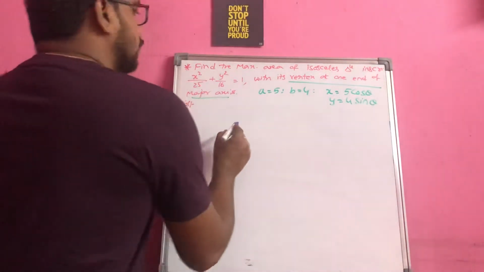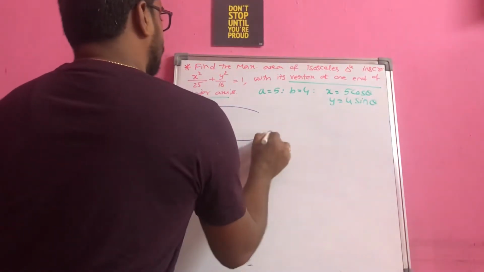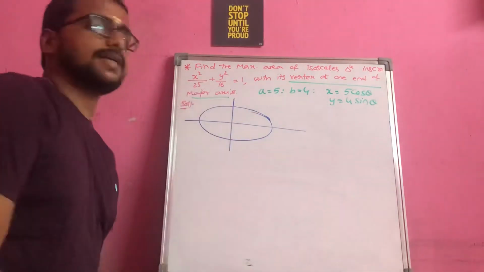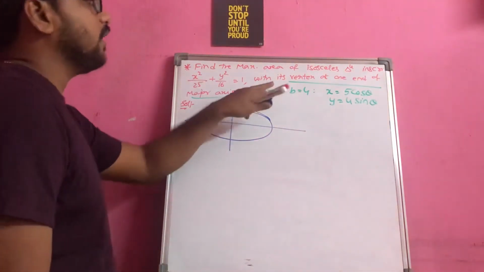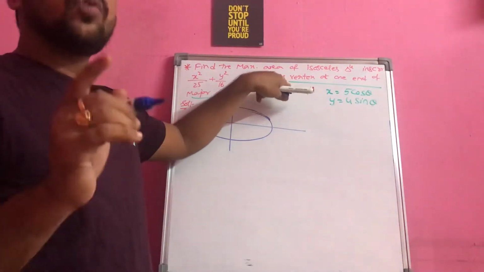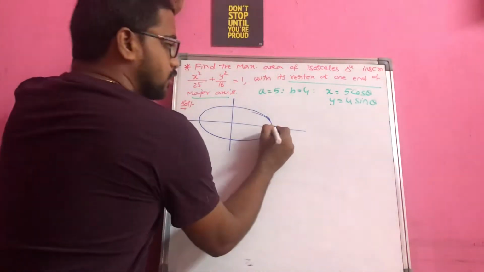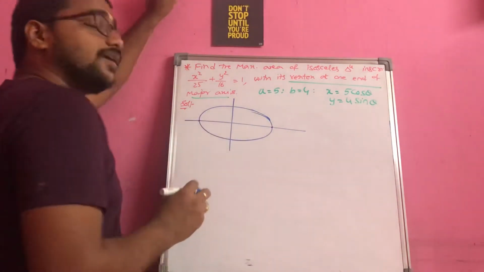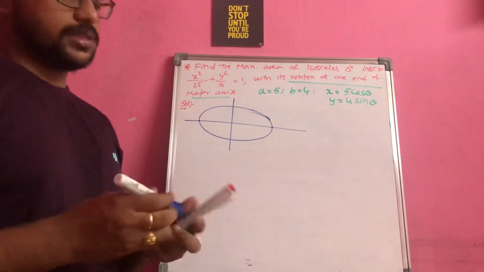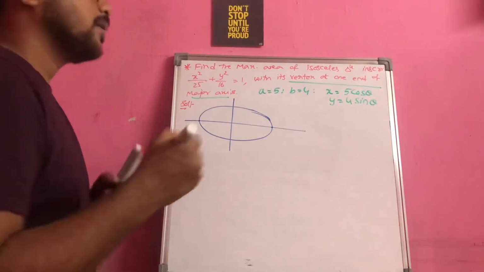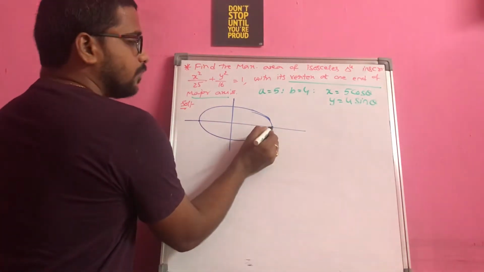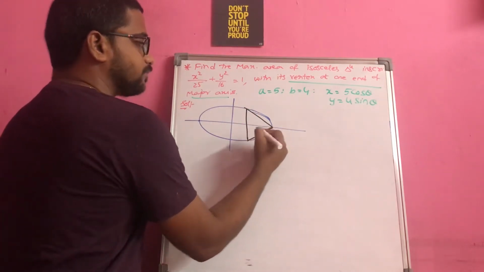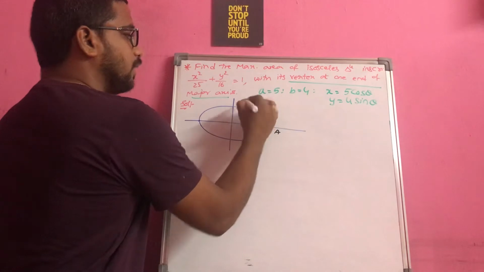Now you see, you have an ellipse whose major axis is obviously along the x-axis. Now what they are saying, with its vertex at one end of the major axis. So if this is the major axis end point, they are saying that one vertex of the isosceles triangle coincides with the major axis end point. So from here I have to form a triangle like this. This is A, B and C.